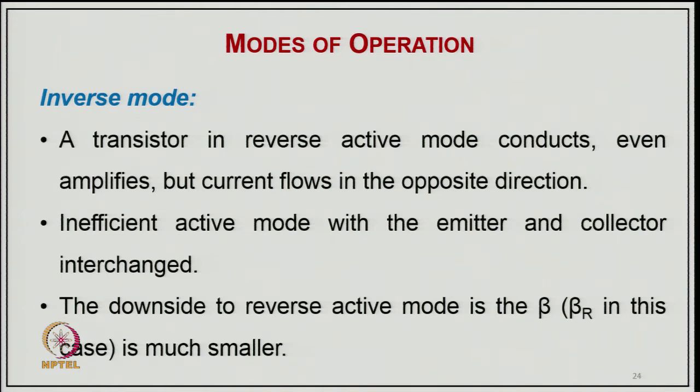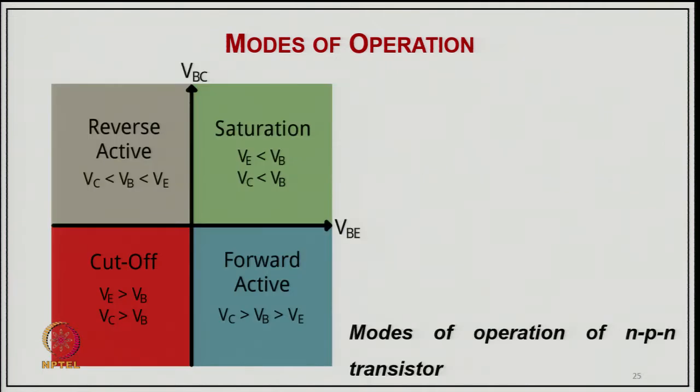So, inefficient active mode with the emitter and collector base interchange, and the downside to reverse active mode is that beta R is much smaller than the normal active mode. This is something like the modes of operation which we are talking about here. You can call it the forward active mode, where the collector voltage is the highest, and the base and emitter.